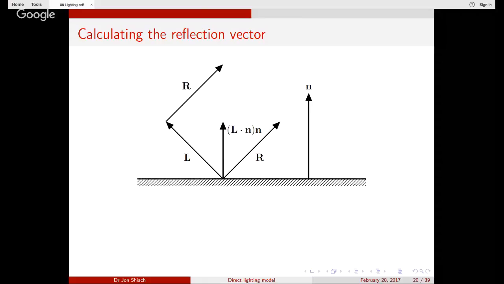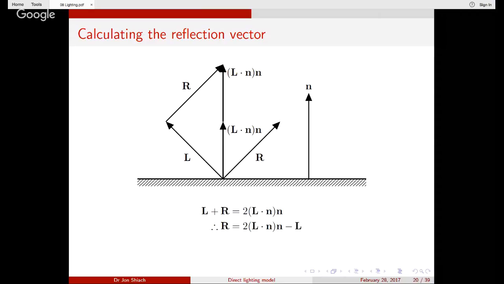Okay, well, if I put R on the end of L, I get this vector here, which is the same as two lots of the projection of L onto N. Okay, so L plus R is the same as 2 times the projection of L onto N. Okay. Rearrange that, that gives you the reflection vector.